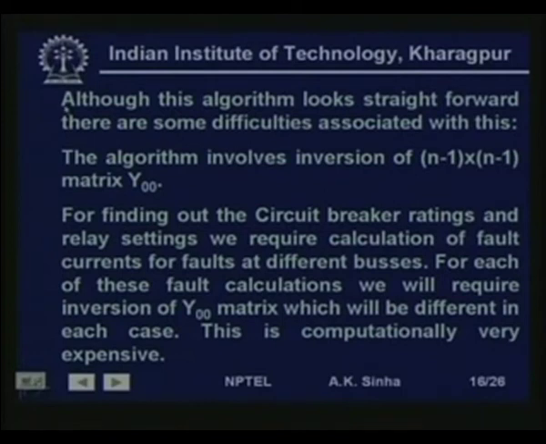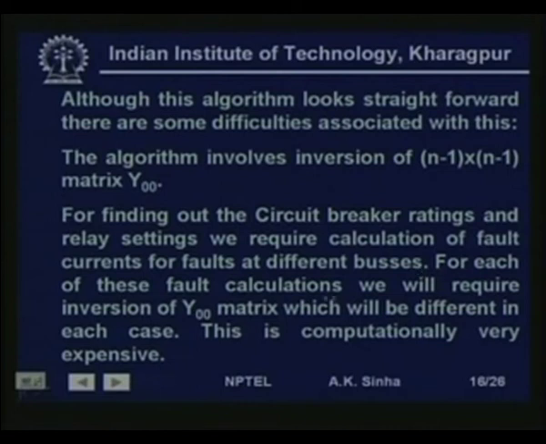So, although this algorithm looks straightforward, there are some difficulties associated with it. The algorithm involves inversion of the n minus 1 by n minus 1 matrix Y 0 0. For finding out the circuit breaker ratings and relay settings, we require calculation of fault currents for faults at different buses. That is, at various buses we need to create the fault and find out the fault currents and the voltages.